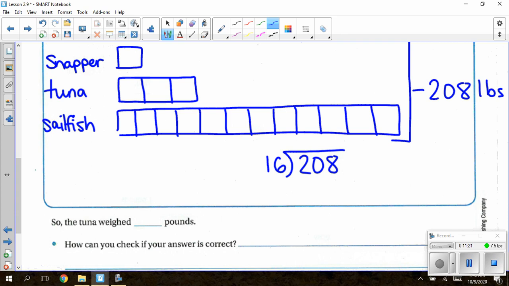So 16 cannot go into 2, but it goes into 20 one time. 20 minus 16 is 4. And bring down my next number. So 16 does go into 48 3 times. 16 times 3 is 48. So when I subtract, I do not have a remainder. Now I have to make sure that I write the quotient inside every single box, because each box now represents 13 pounds.